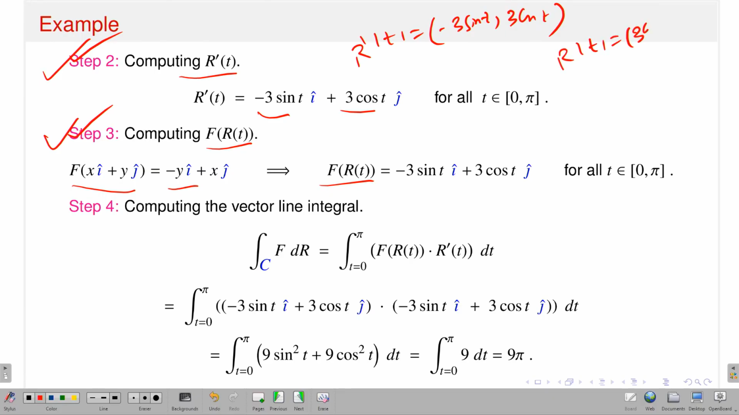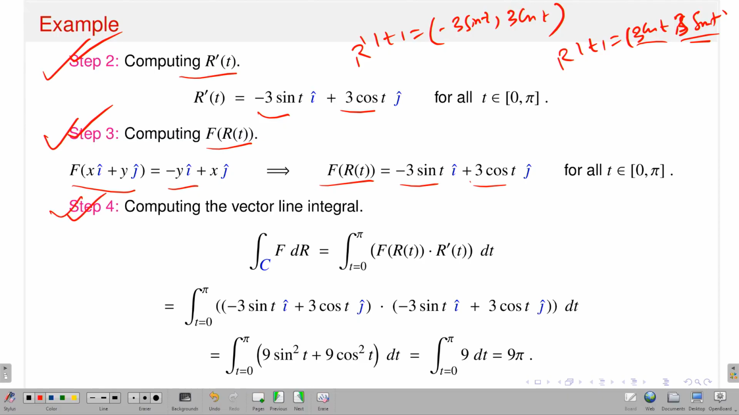r(t) is actually (3 cos t, 3 sin t). This is the y component, so that means with minus sign: minus 3 sin t, plus the x component, that means 3 cos t. So, this is the corresponding F of r(t). So, step 3 is done, and the last one, what is the formula?